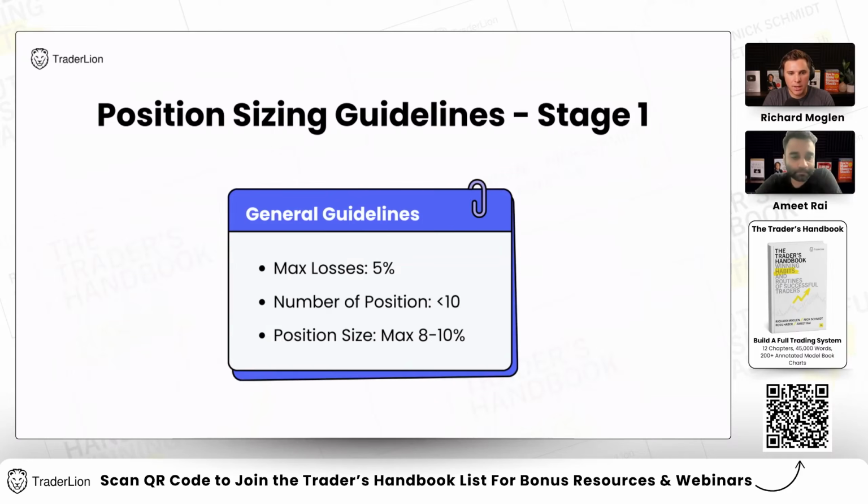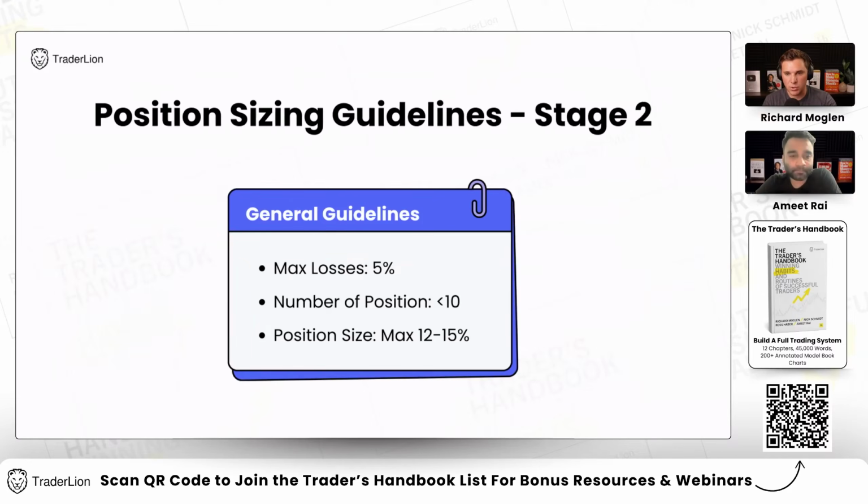Stage 1 traders: max stop loss about 5%, number of positions less than 10, position size 8 to 10%. And again, if you're just learning, there's no shame in trading 10 shares, 1 share, even a much smaller account. If you've got 100K at your disposal and you're starting out, start with 1K, start with $500 and learn the process, with much less than your total portfolio, until you prove to yourself and go through multiple market cycles that you can manage risk, enter the strongest names at the right time, and all of that. So this is kind of for stage 1 traders.